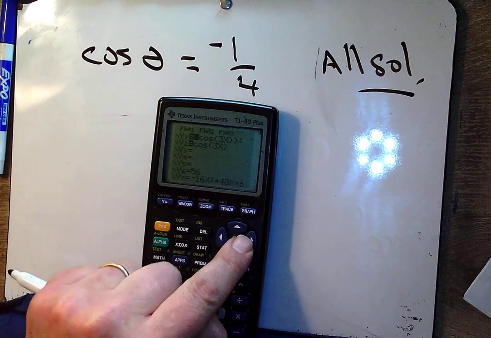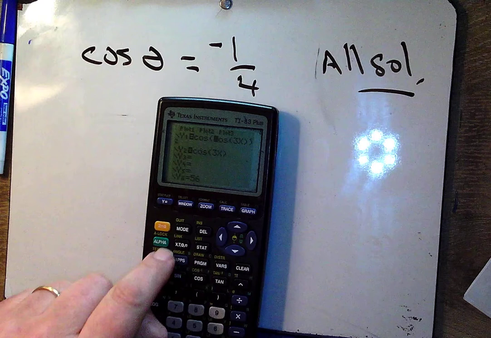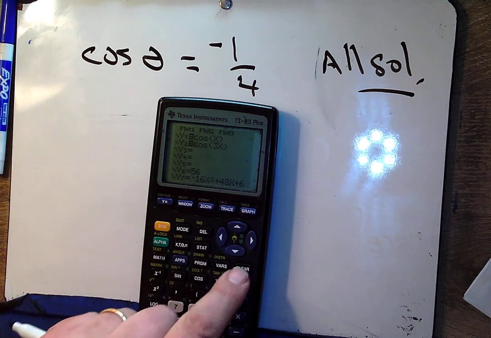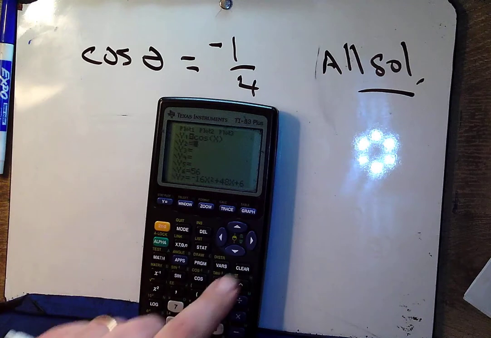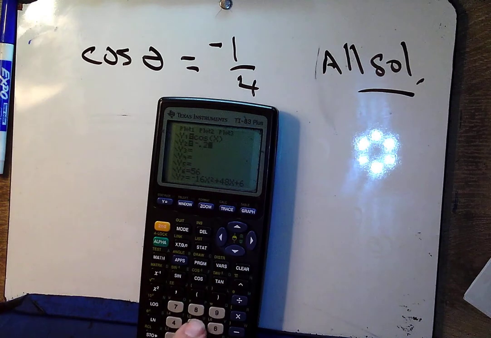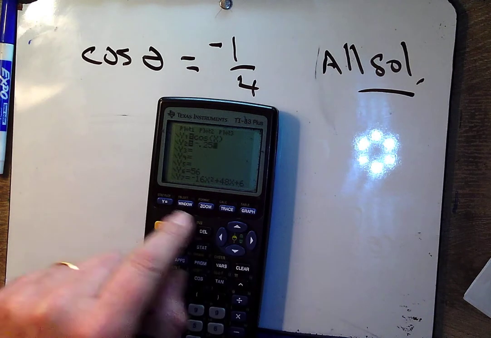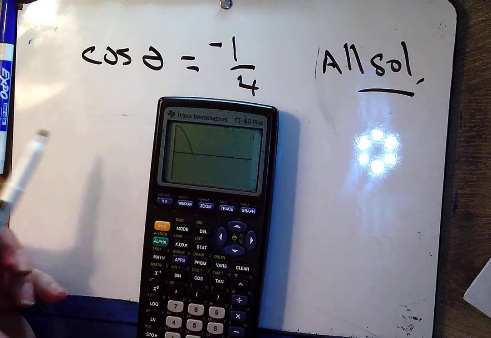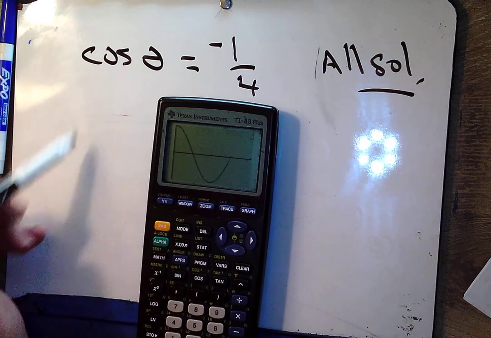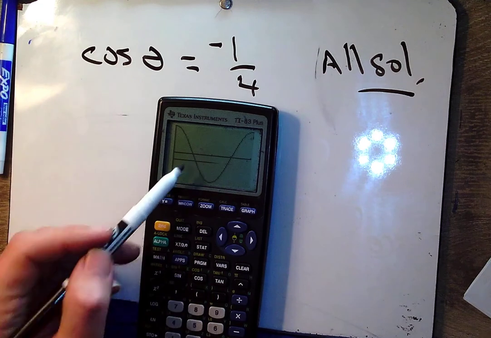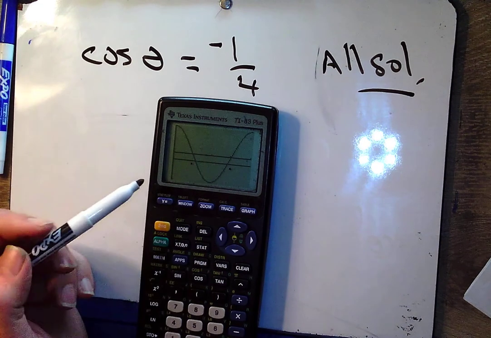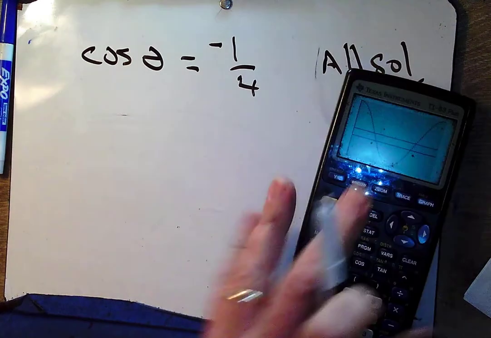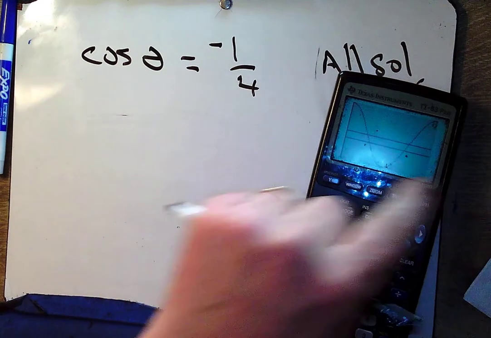So if I graph cosine in y1 and I graph negative 1/4 in y2, and I'm looking at 0 to 2 pi, how many solutions do I graph? Well, we expect to see 2. There's 1, and there's a second one. So second quadrant, third quadrant, I get some solutions. Okay, so where are those solutions?